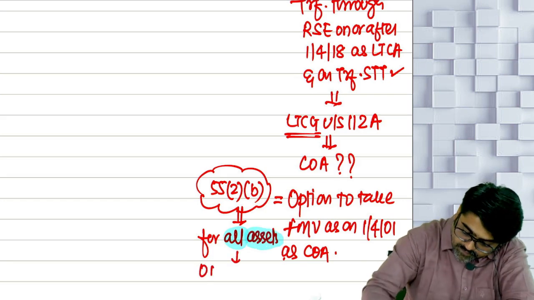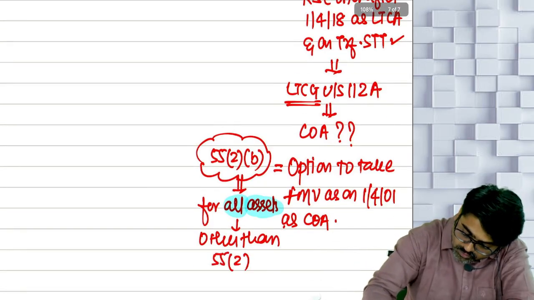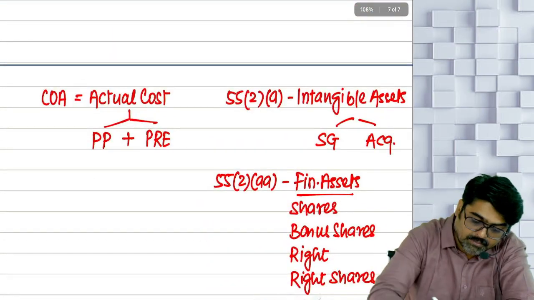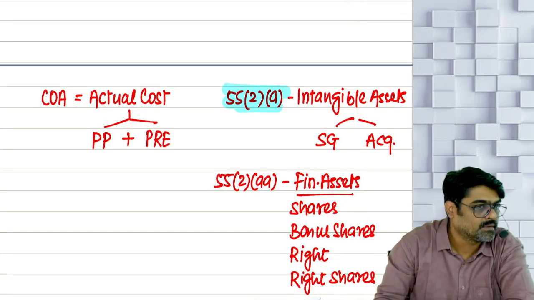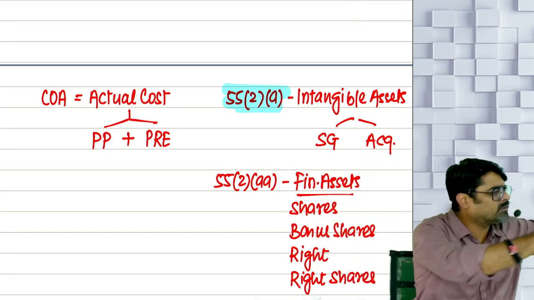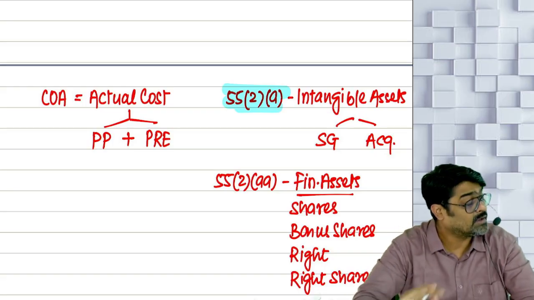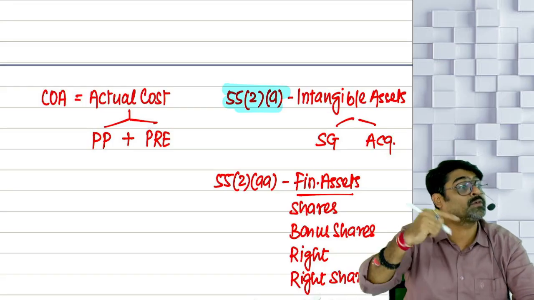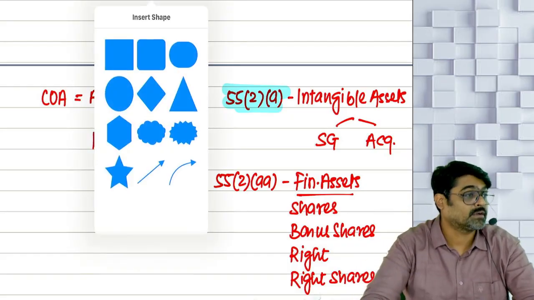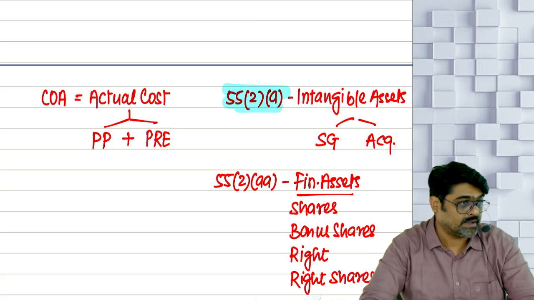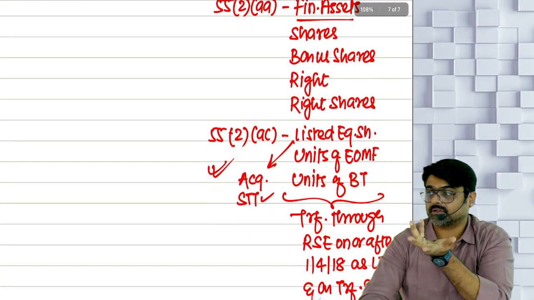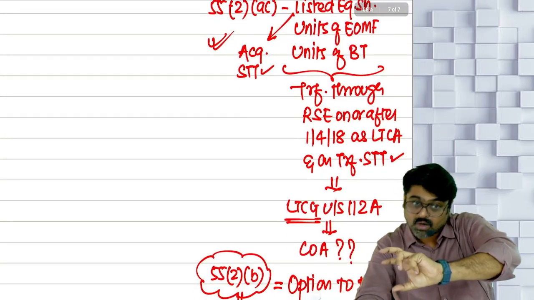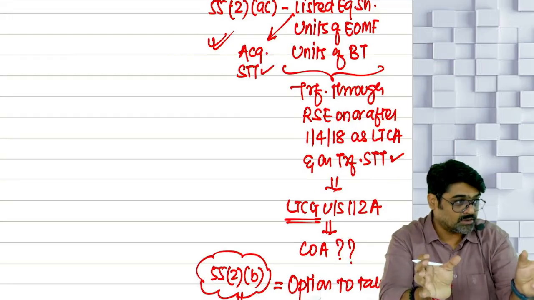Other than 55(2)(A), meaning this is not available in the case of these intangible assets. Other than intangible assets, for all assets you are going to get this benefit, that you can take the fair market value as on 1st April 2001 as cost of the asset. So if you want to take actual cost, you can take actual cost. If you want to take this defined cost, then you can take this defined cost.